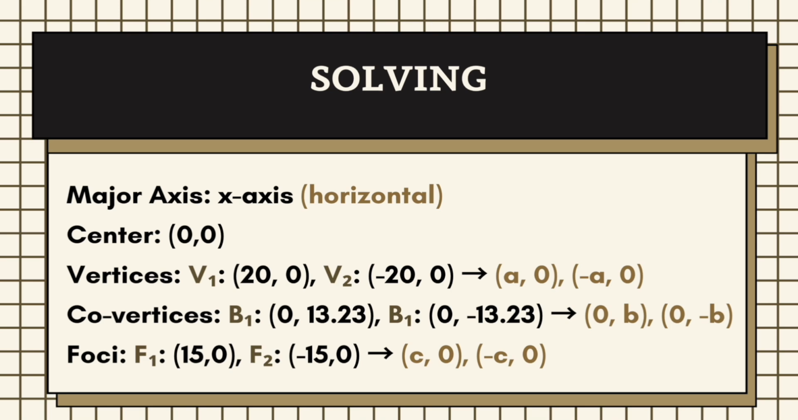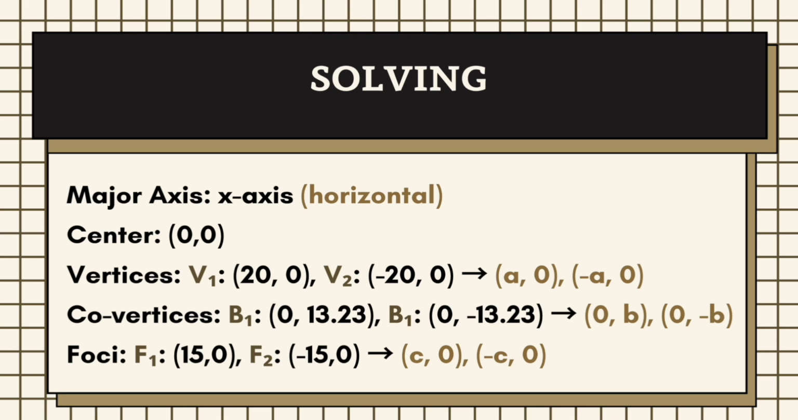The formula is pretty easy. Since the center is at the origin, the value of x for the ordered pair would be positive and negative a, which is 20, and 0 for the value of y, thus the major axis is along the x-axis. Co-vertices is similar, but switched. 0 would be the value of x, and as for the value of the y-coordinate, that would be positive and negative b, which is 13.23.